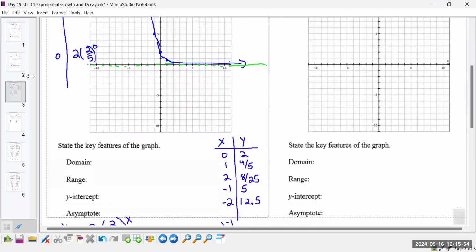And we'll state some features. Once again, we have a domain of all real numbers. That's going to be an always for exponential functions. Domain is all real numbers. Now, the range is not always y is greater than 0, but until we start transforming them, they will be. The y-intercept is at the point (0, 2). That's where the graph crosses the y-axis. And the asymptote it's approaching is y equals 0.